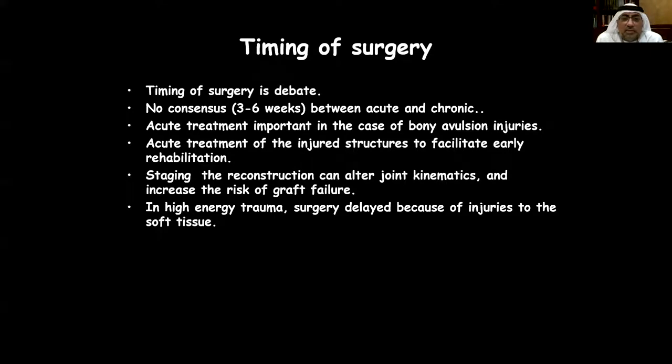Acute treatment is important, especially if there is a bony avulsion that we need to fix immediately, and we can take the opportunity to address the treatment of the patient at all. Acute treatment of the injured structure can also facilitate rehab and shorten the time. Staging the reconstruction can alter joint kinematics and can increase the risk of graft failure. The exception is high energy trauma, where surgery might be delayed due to the soft tissue, the vascularity, or a nerve injury where we need to externally fix the limb, as we mentioned before, and then we come later. So every rule has its own exception.